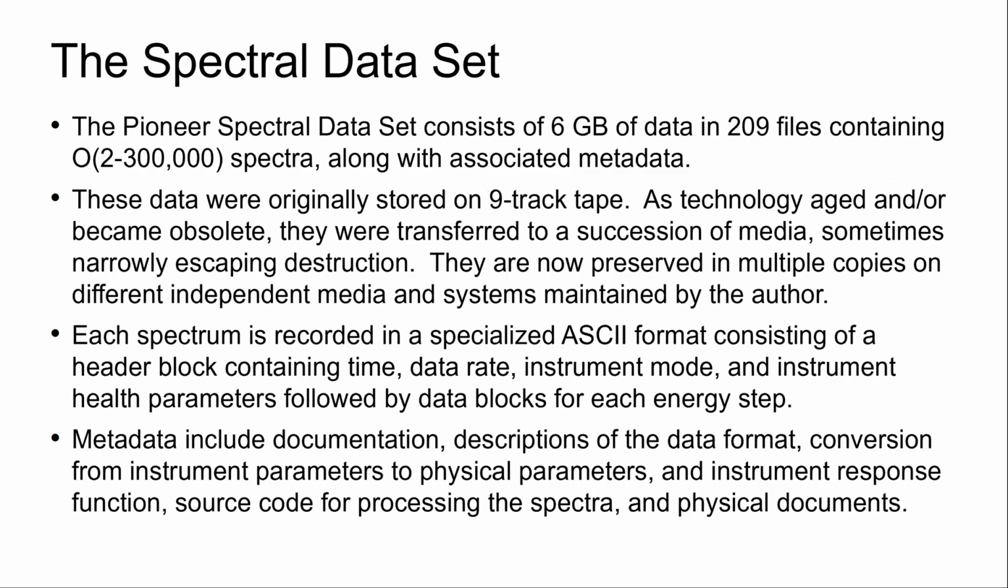The spectral data set is 6 gigabytes worth of data in 209 files. There are somewhere between 200,000 and 300,000 spectra. I've never counted them. And there's a large collection of metadata to go with this. Originally, we saved these all on a room full of 9-track tapes. As technology aged, we moved them through a succession of media, in one case, narrowly escaping destruction as drives ceased to function before we could replace them with a different technology.